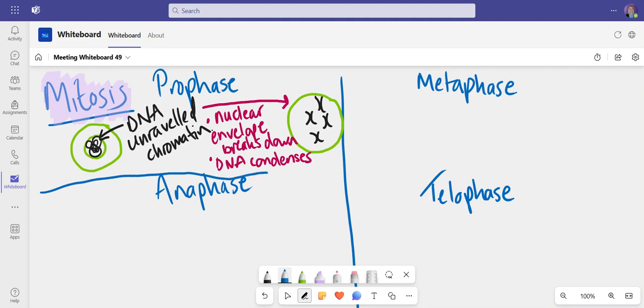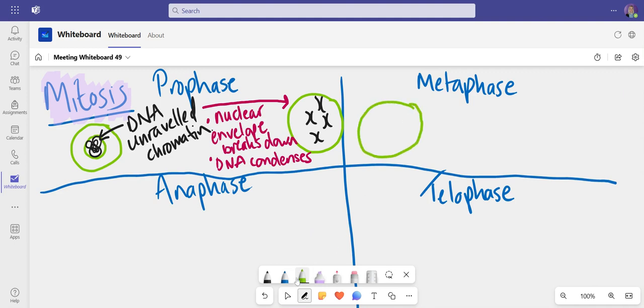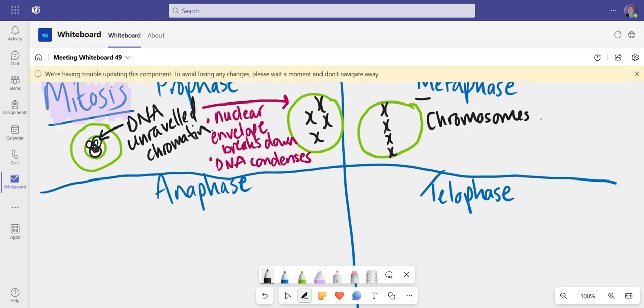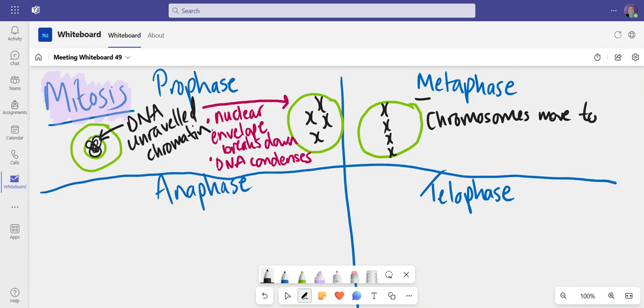Then we go on to metaphase. Now, the metaphase stage is when all these chromosomes move to the middle of the cell. Now, I always say M for middle, and they're going to move to the middle of the cell, which begins with M. Okay, so the chromosomes move to the middle. Middle's good because it begins with M, like metaphase, but the fancy word for it is the equator of the cell.